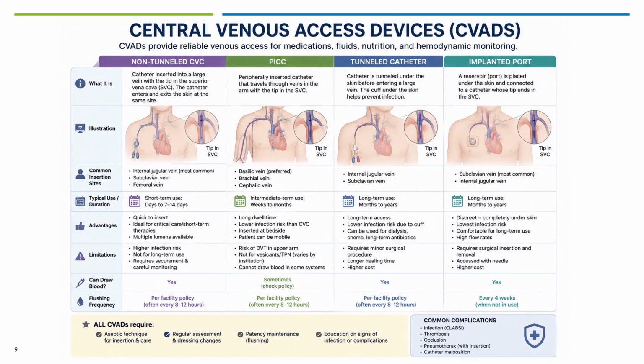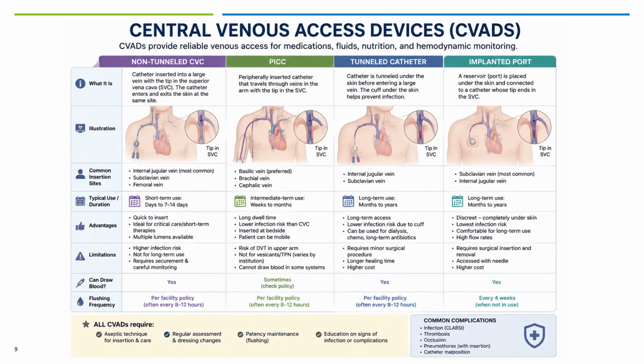Another important point here is we never want to force a flush. If you meet resistance, we want to stop immediately. Forcing saline into an occluded catheter could damage the line or even dislodge a clot, and remember where this is going. So instead, we want to assess the catheter, check for clamps or kinks, reposition the patient if appropriate. Sometimes raising the arm is helpful, and follow your institutional policy for restoring catheter patency.